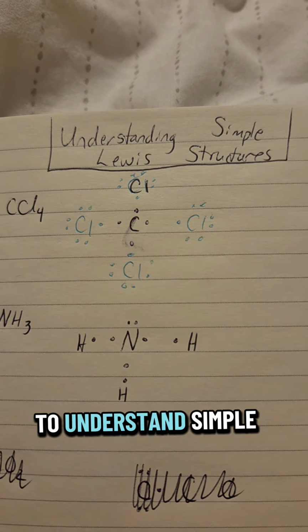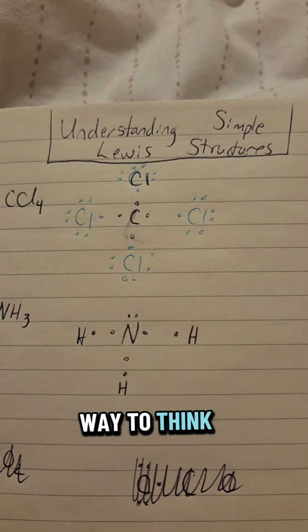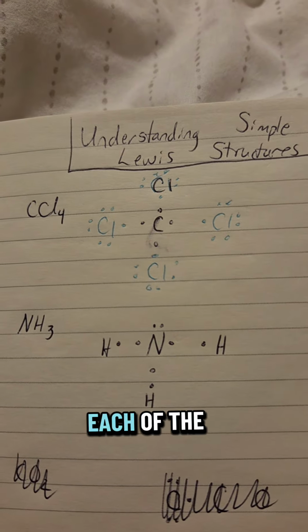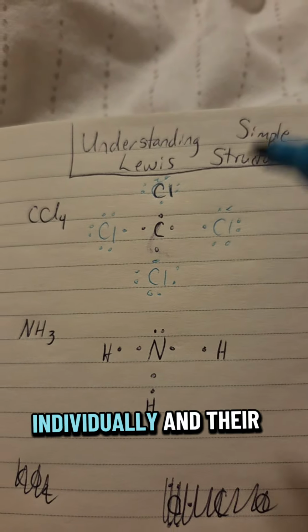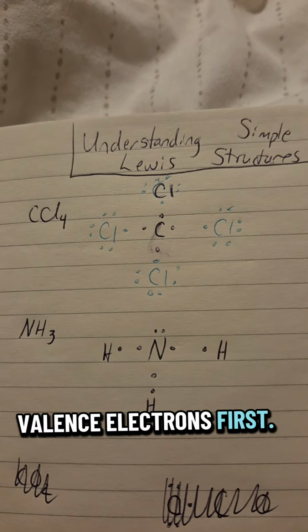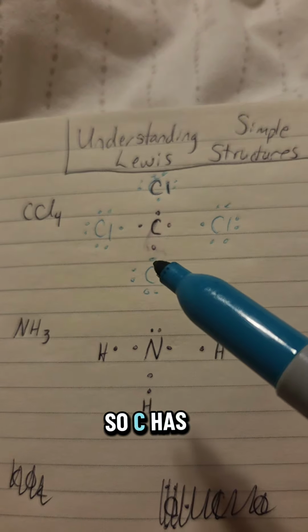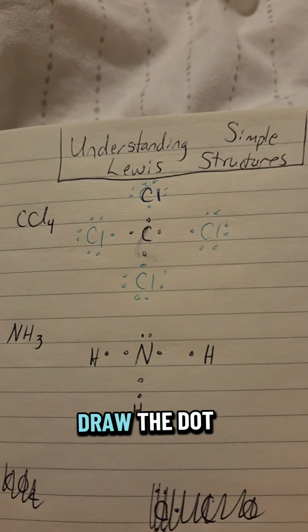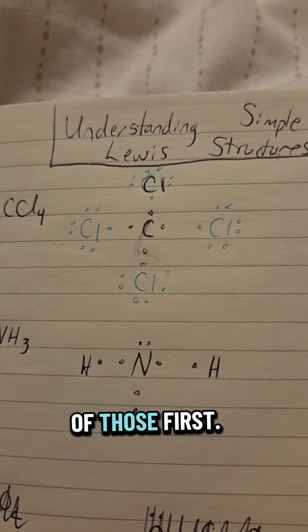If you're struggling to understand simple Lewis structures, I have a way to think about it that might help you. What I want you to think about is each of the atoms that are involved individually and their valence electrons first. So, let's start with CCl4. C has 4 valence electrons and each Cl has 7. So, we're going to draw the dot diagrams for each of those first.